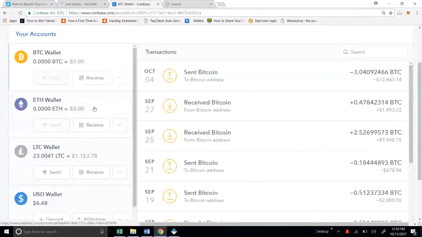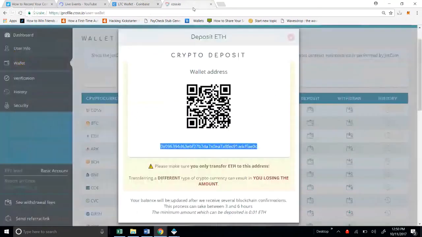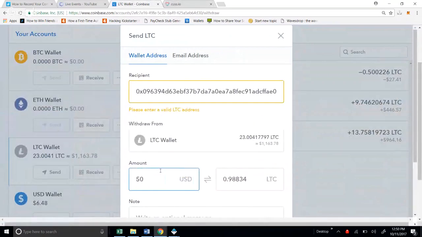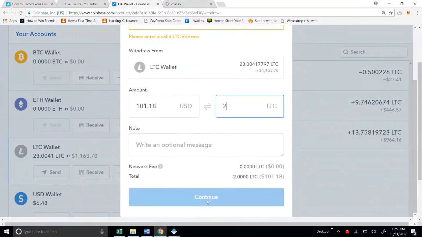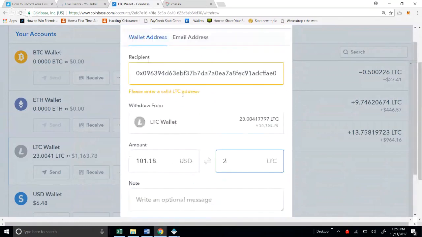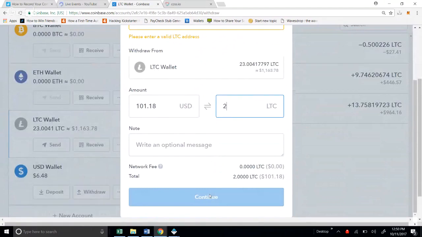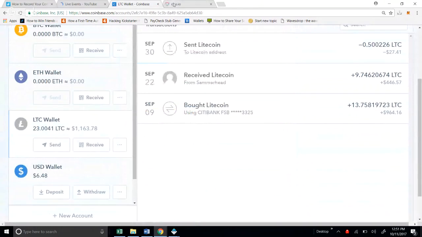Over here, this shows you what you have. Let's pretend this was Ethereum. I would hit Send Ethereum, then I just pop the address in here. Boom, that's the address for over here. And I just put in how much I want to send. You can do it in dollars, $50, or you can do it in Litecoin. And then down here, if you want, you can write a note for what it's for. This isn't letting me go because it recognizes this is not a Litecoin address, but if this was an actual Ethereum address, I'd hit continue, and that's all it would say. It would say, all right, you've sent your money that way.